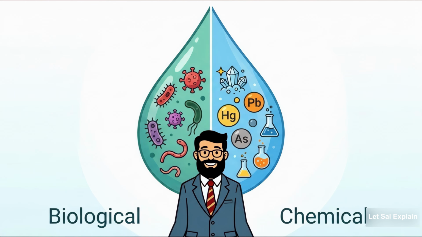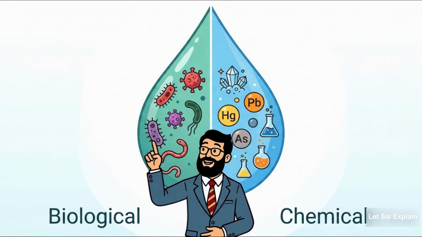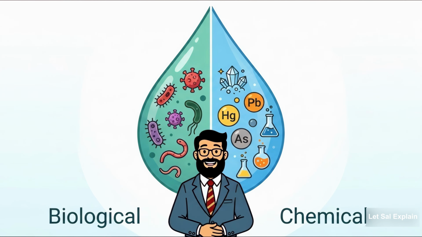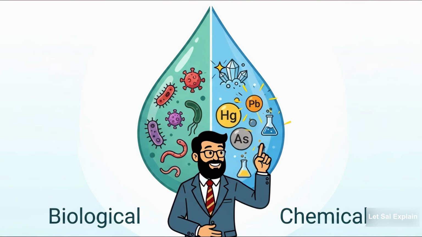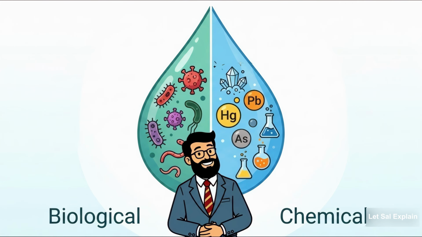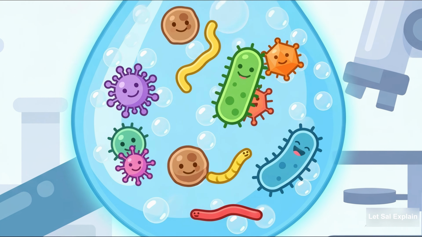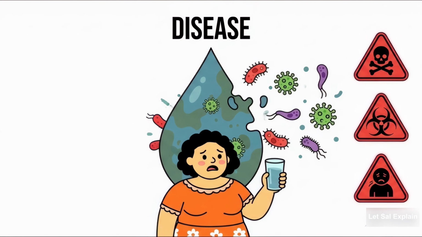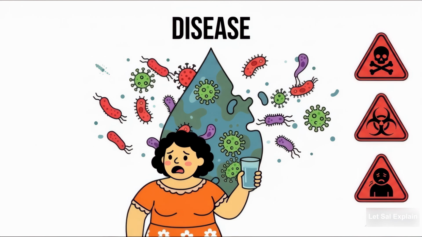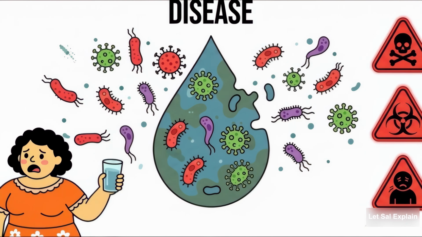Before we look at the machines, we have to look at the water. Contaminants in water generally fall into two distinct categories: biological impurities and dissolved chemical impurities. Biological impurities include living organisms like bacteria, viruses, cysts, and parasites. These are the culprits behind immediate waterborne diseases like cholera, dysentery, and typhoid.